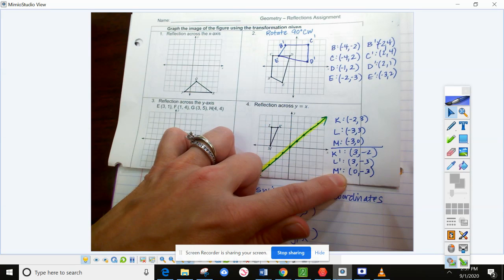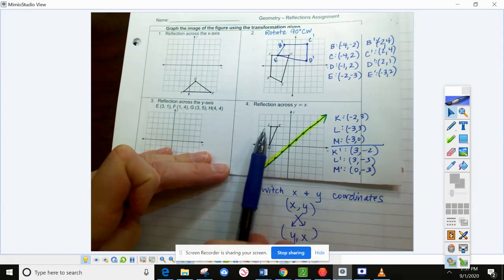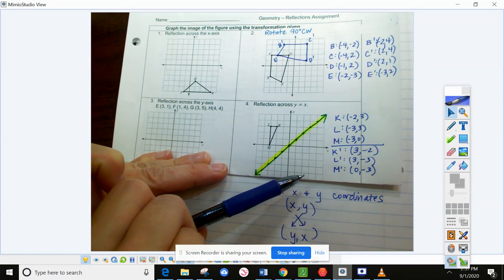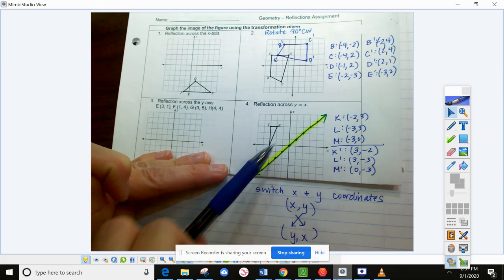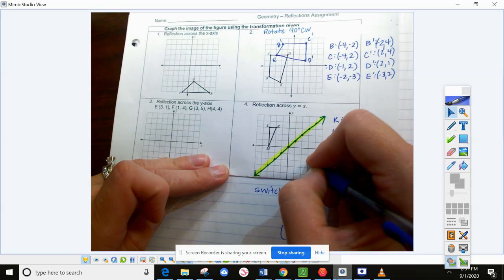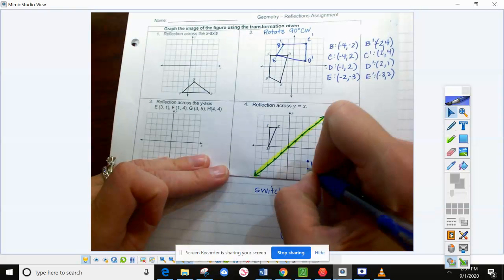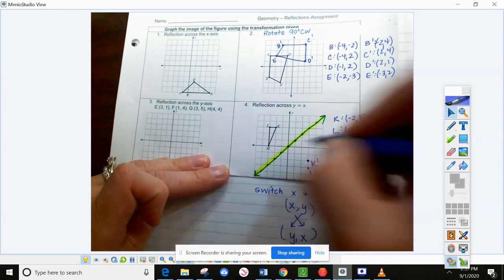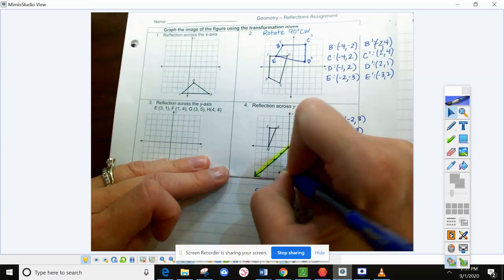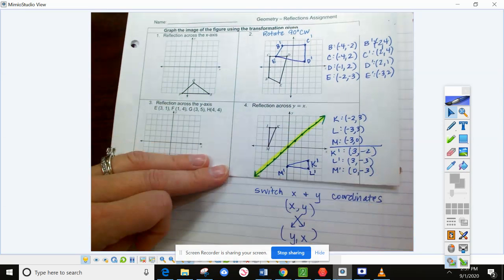So what should happen when we reflect across the line y equals x is I expect this shape image to be on this side of the line. This is our line of reflection. So let's plot these and see what we got. So 3, negative 2, 3, negative 3, and 0, negative 3. There's your triangle. So we have a nice little reflection there across the y equals x.